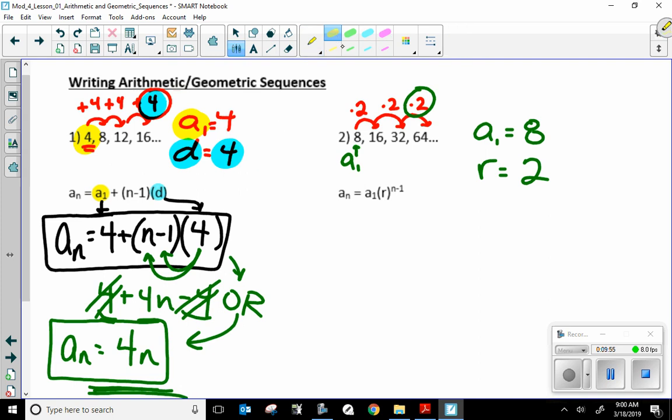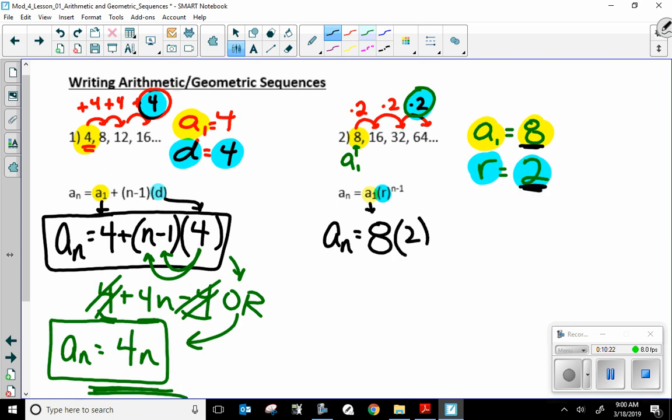So let's do this again. First term, 8, right there. Common ratio, 2, right there. And that's all we need. It's actually a little bit easier to write the equation of this one. So A is 8 times my R, which is 2, and I literally leave this n minus 1 as my exponent. Done. Now, I can't simplify that at all. That is good to go. I love it. And that's really all you do.